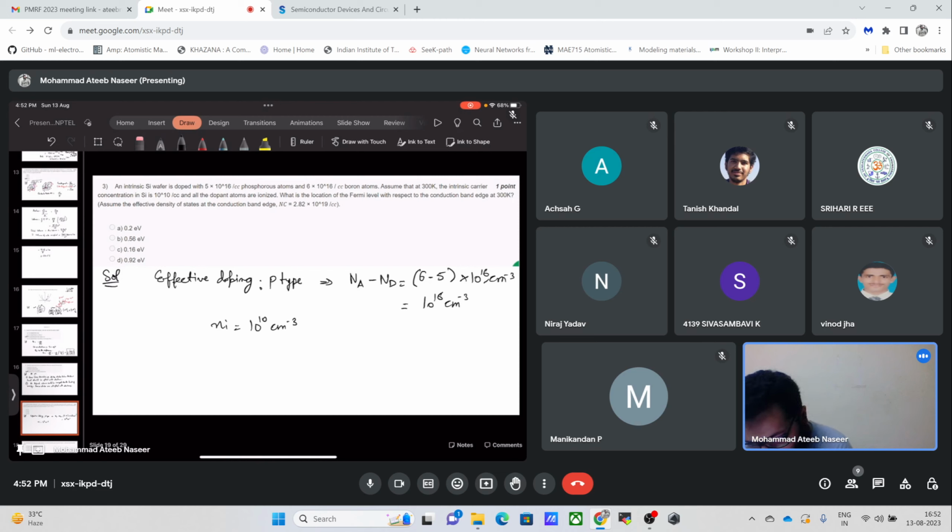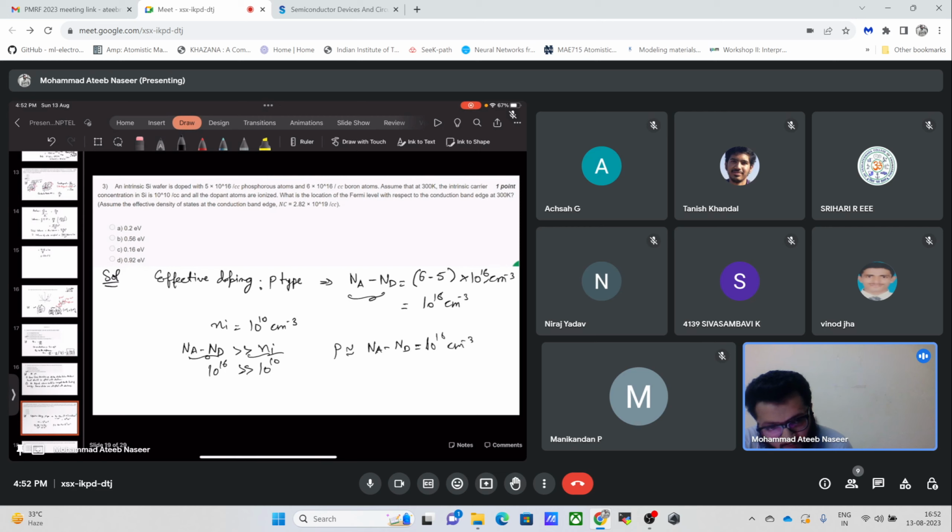Since this Na minus Nd that we found out is 10 to the power 16, and it is much greater than Ni, you can say that this 10 to the power 16 is much greater than 10 to the power of 10. So we would say this Na minus Nd is simply equal to P, the effective concentration of holes. So P is equal to 10 to the power of 16 per centimeter cube.